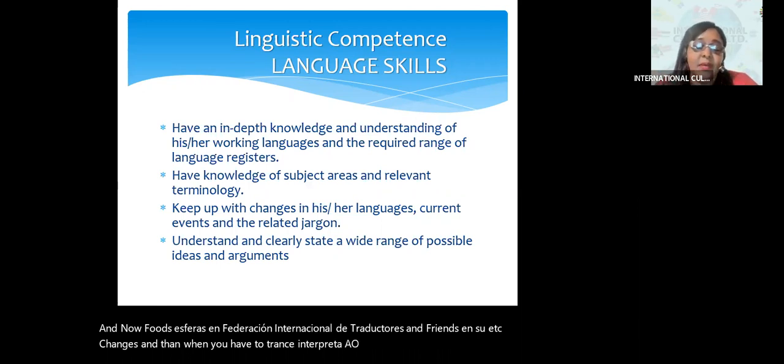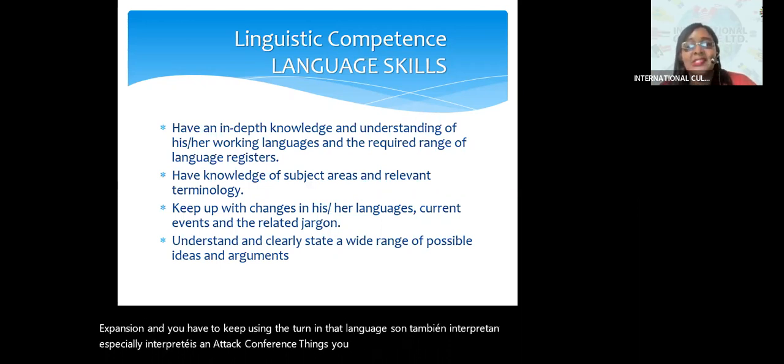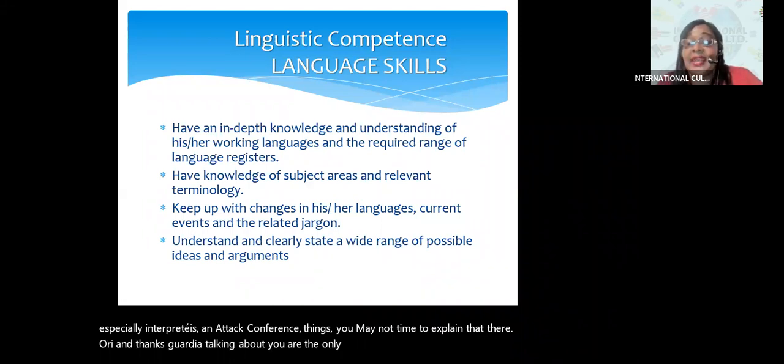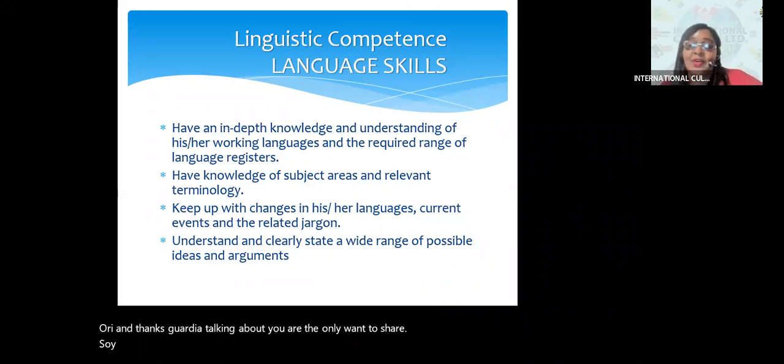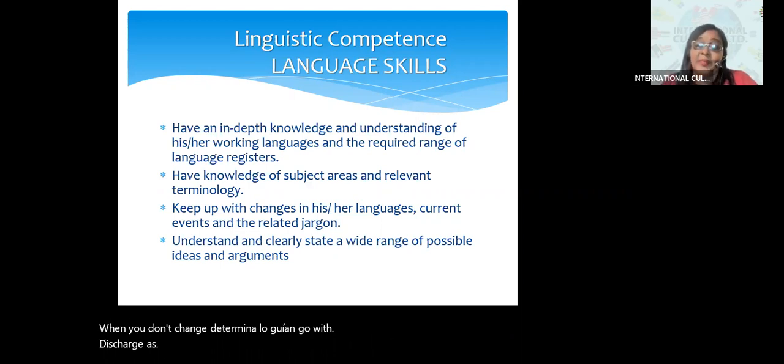your brain, or for the purpose of this explanation, when you have to keep using the term in that other language. Sometimes in interpretation, especially in interpretation at conference settings, you might not have time to explain the entire term, but everybody in the audience understands what they are talking about. You are the only one who doesn't, because this is not your setting. So you have to understand when you don't change the terminology and go with the term as said originally, because that's what the audience is used to.